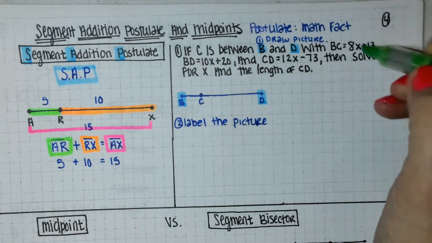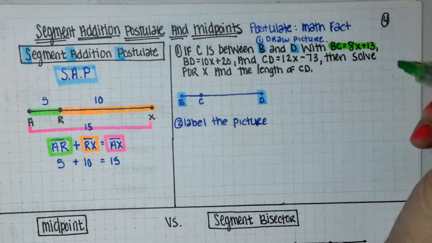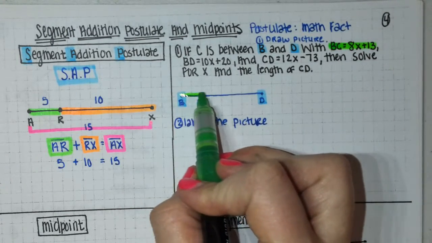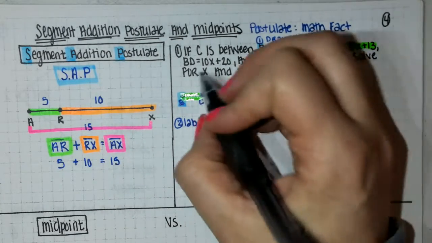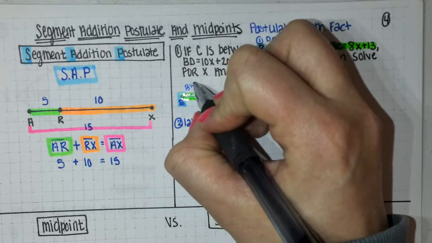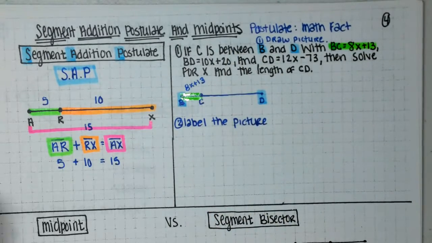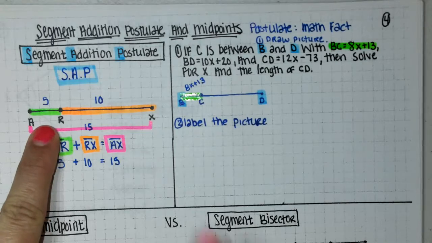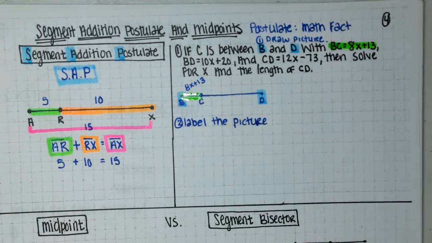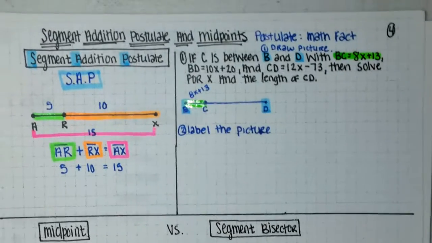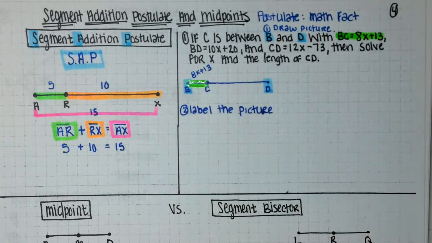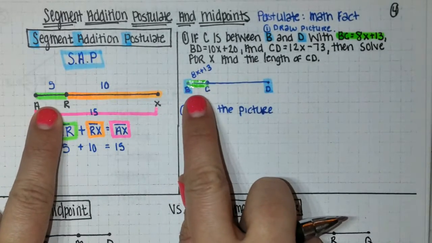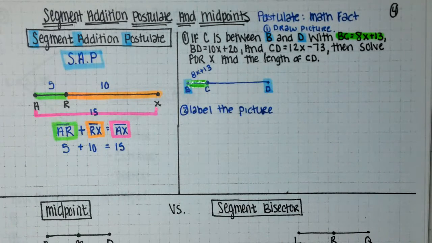Segment BC is 8x plus 13. What that means is between B and C, this segment right here, that segment value is 8x plus 13. So we're going to write that right here, 8x plus 13. Now notice on this other picture, we put 5. Now we have a little equation, which means we're going to actually have to solve that problem whenever we do these. So don't freak out that there's not like an actual number. This value will eventually become a number. So this one was 5. This is now 8x plus 13. It's the same thing. Next, it says BD is 10x plus 20.